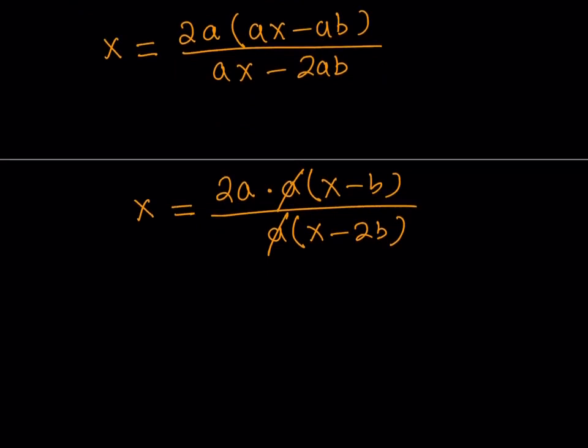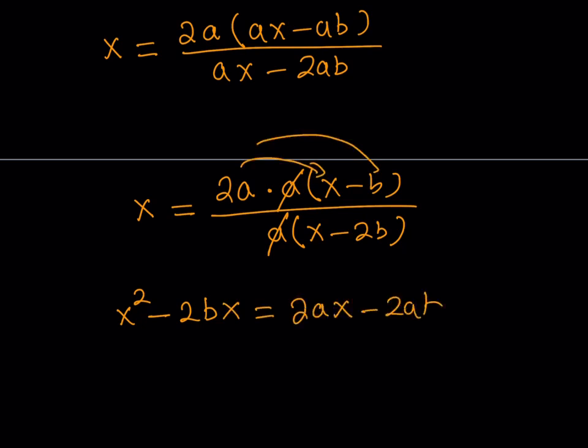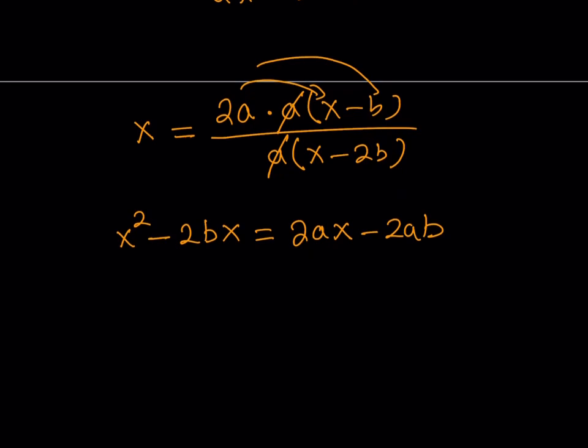And finally, we're getting to the bottom of this. If I distribute here, x times x is x squared minus 2bx equals, and then I'm going to distribute the 2a here, obviously. Distributive property, as you know, is super important. 2ax minus 2ab. Now, this is a quadratic equation in x. And again, don't be scared. We can solve it, okay? Because we have an awesome formula, which is called the quadratic formula.